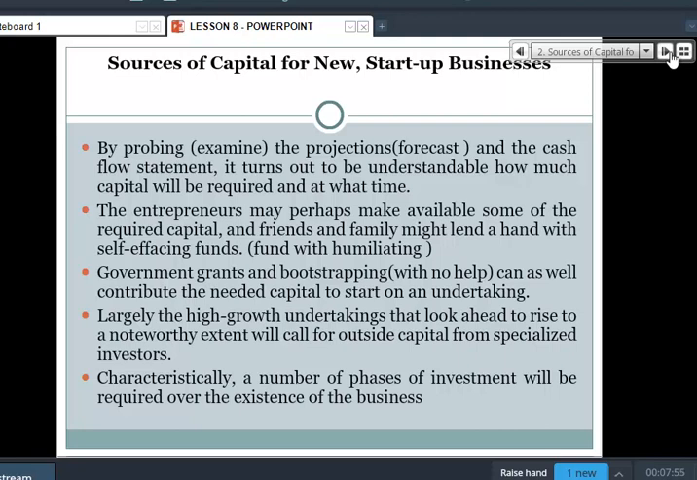Here also the government can support the new entrepreneurs by giving some money, especially to those who are not able to sponsor their own investment. Characteristically, a number of phases of investment will be required over the existence of the business.